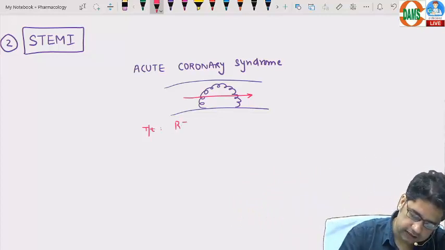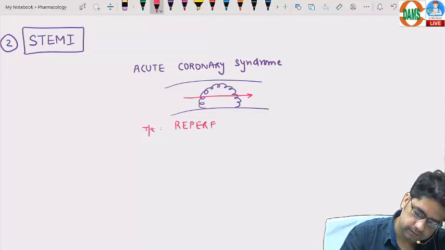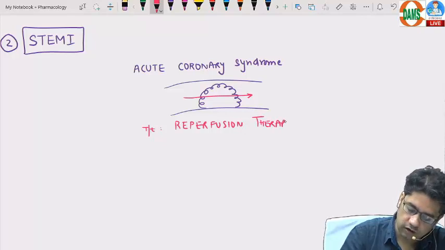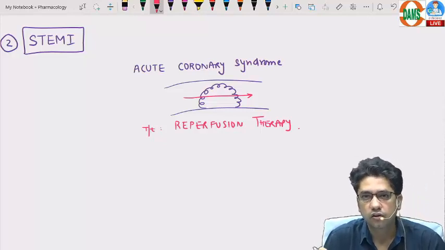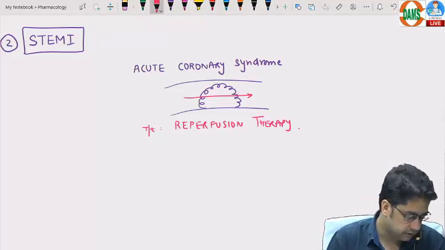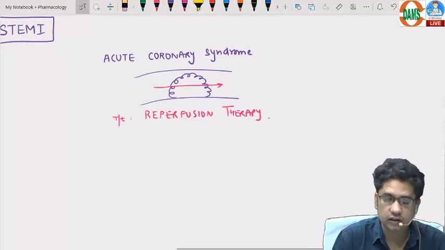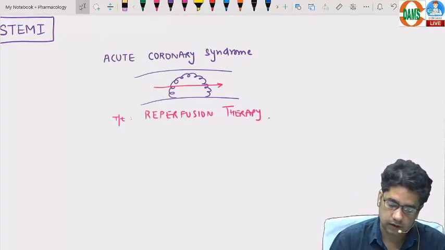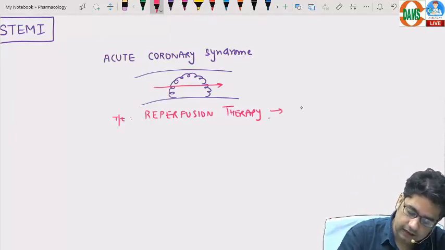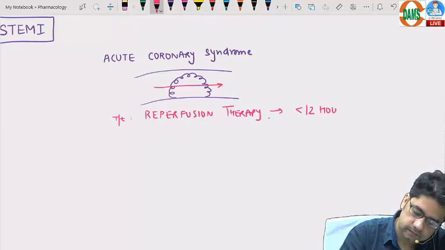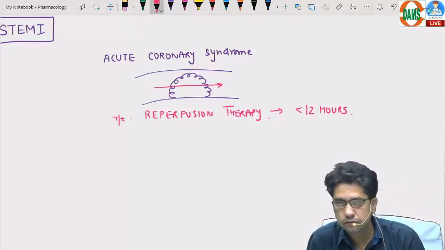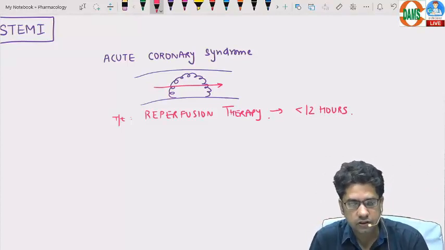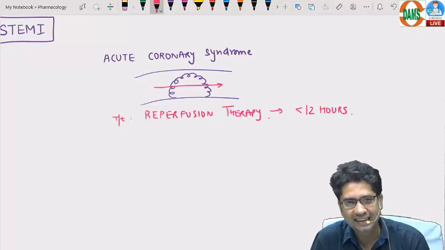The treatment is known as reperfusion therapy. So opening of the coronary artery is also known as reperfusion therapy. Understood? Reperfusion therapy means opening of the coronary artery. What is the ideal time? Ideal time is within 12 hours. Understood this point? If a patient comes to you with acute coronary syndrome, the ideal time is within 12 hours.